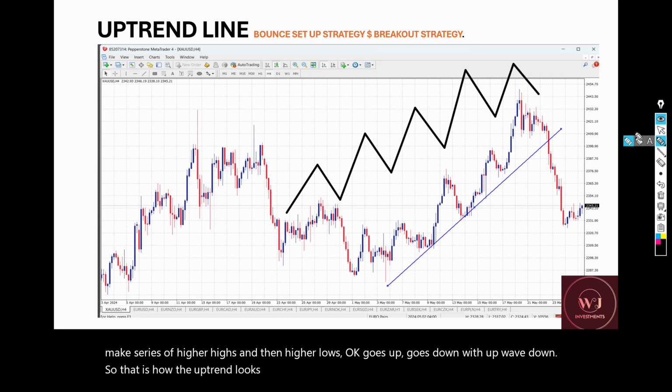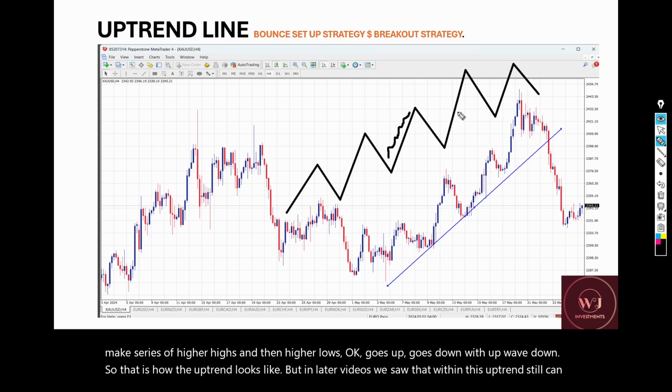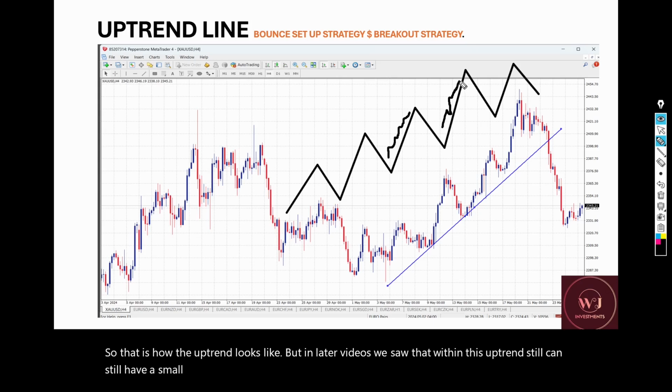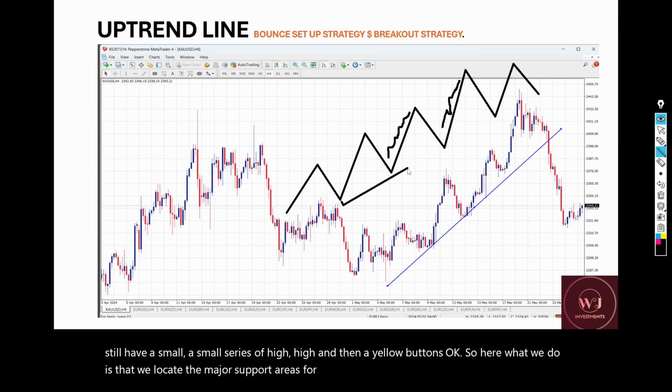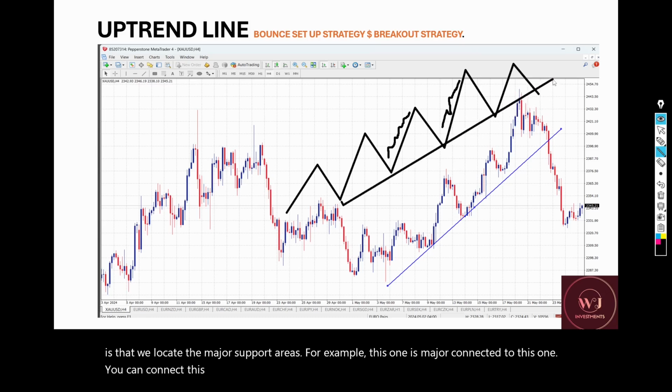But in the earlier videos, we saw that within this uptrend, we can still have a small series of higher high and then higher low patterns. Okay. So here what we do is that we locate the major support areas. For example, this one is major, connect it to this one, we can connect this one also, and then we can still connect that one. So that is when we draw our trend line.